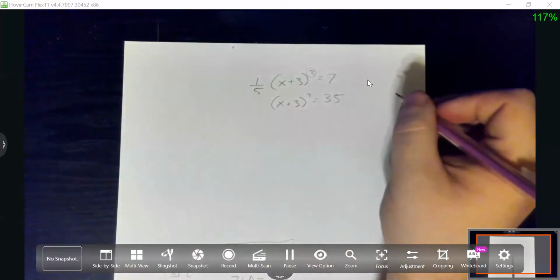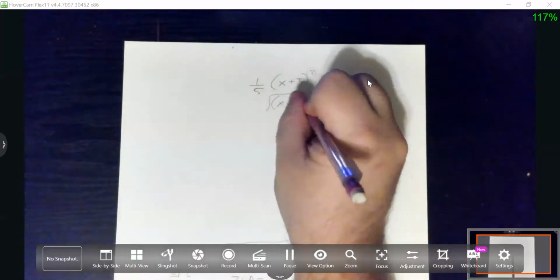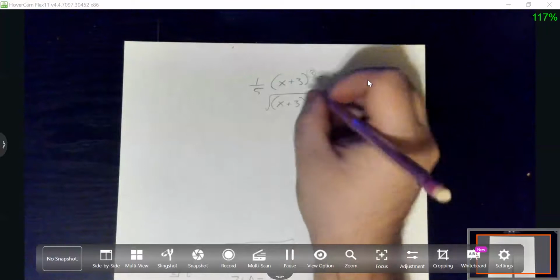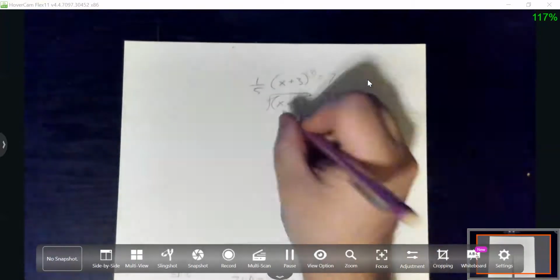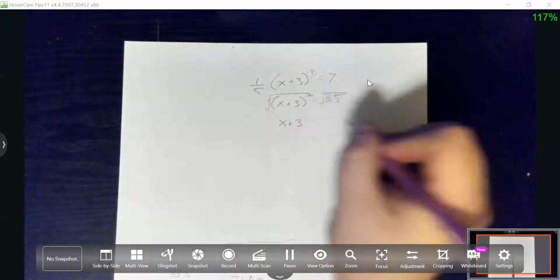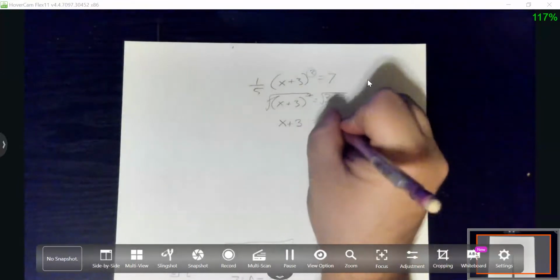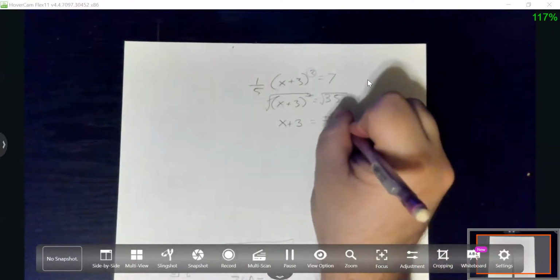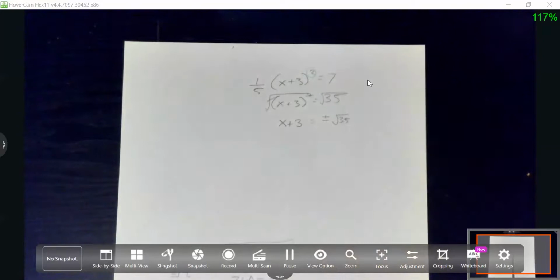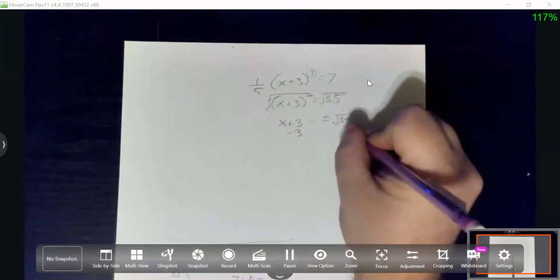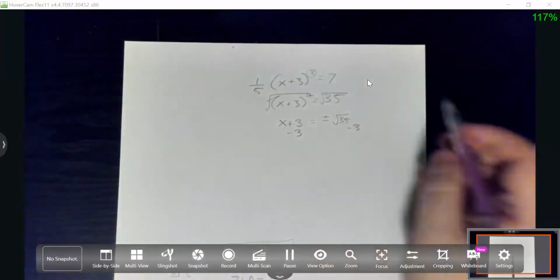Now I can actually take the square root of both sides. So I square root and I square root. The square root and the square cancel, and I have x plus 3. Over here, I have plus or minus the square root of 35. Square root 35 does not simplify. Can't do anything with it. So as my final step, I'm going to subtract 3 from both sides.